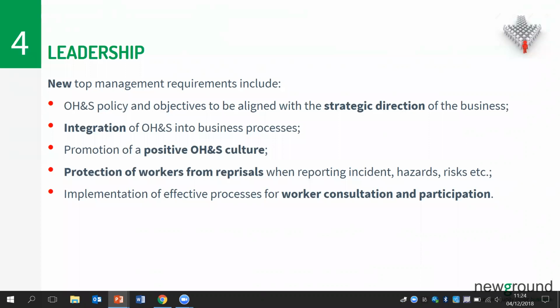It's also top management responsibility to promote a positive safety culture. And again, it's interesting to think about how this can be achieved and how this can be demonstrated. Top management could demonstrate this by providing clear and consistent leadership and leading by example, or promoting the formal or informal involvement of workers in safety matters.